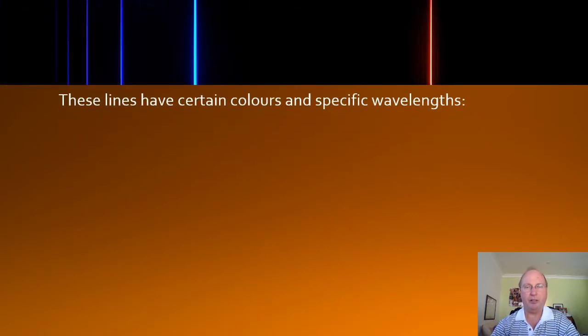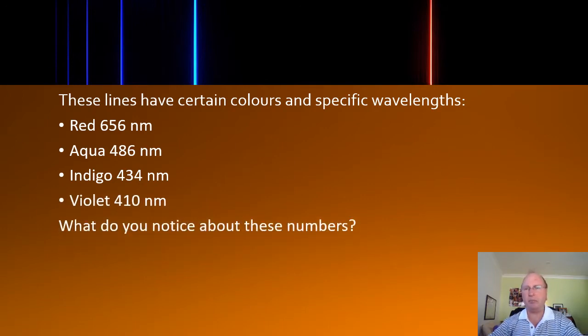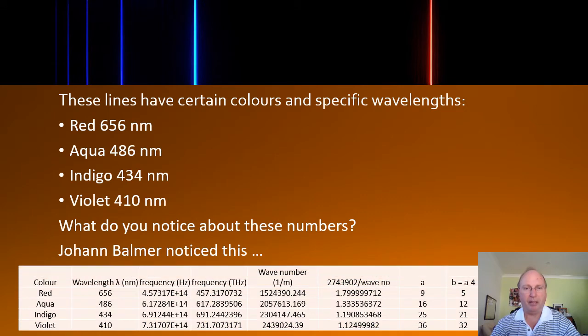So here's the emission spectrum of hydrogen, and we can notice the certain colours and the specific wavelengths, with red at 656 nanometers, aqua at 486 nanometers, indigo at 434 nanometers, and violet at 410 nanometers. What do you notice about these numbers? Probably not a lot, and it took someone like Johann Balmer, who enjoyed playing around with numbers, to find a pattern. And here's the pattern.